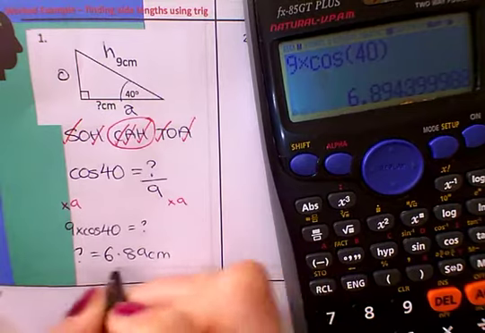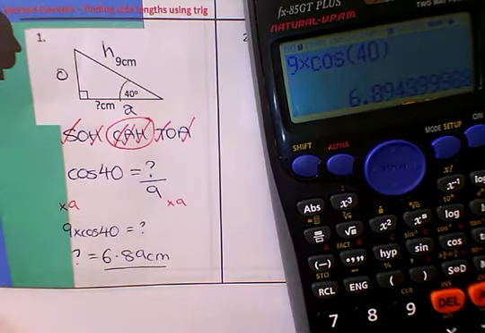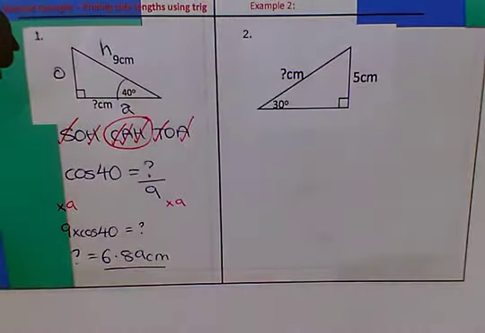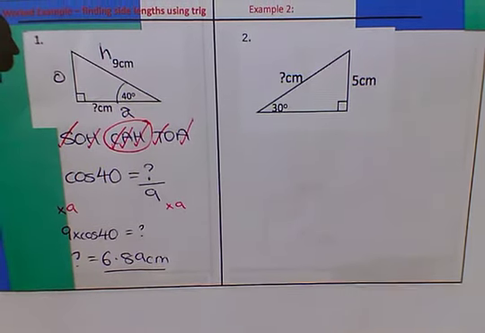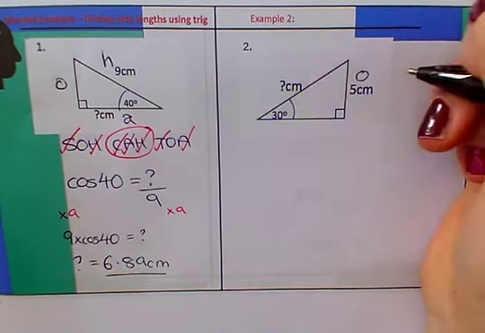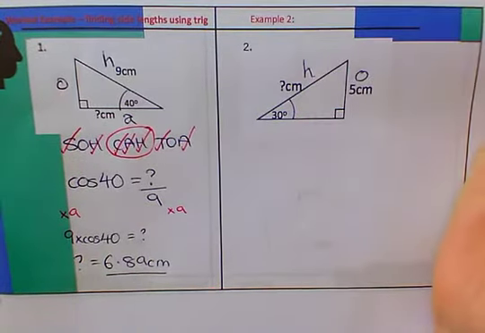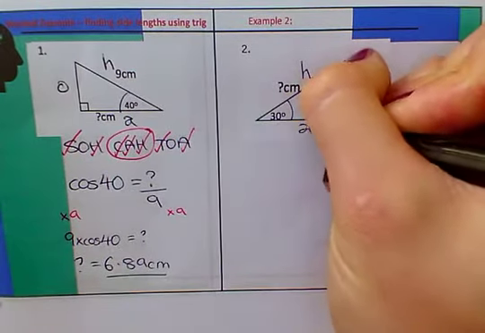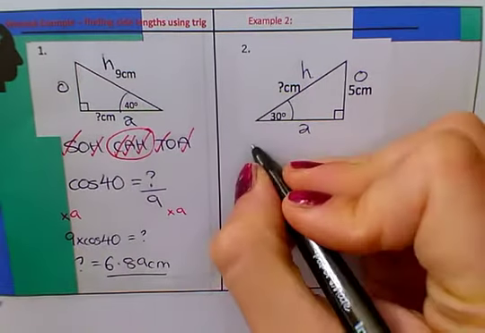And that would be centimetres. Second example here, same starting process, so label the sides. So this is the angle I'm dealing with, so this is the opposite. Longest side is the hypotenuse, and then this side here would be the adjacent.